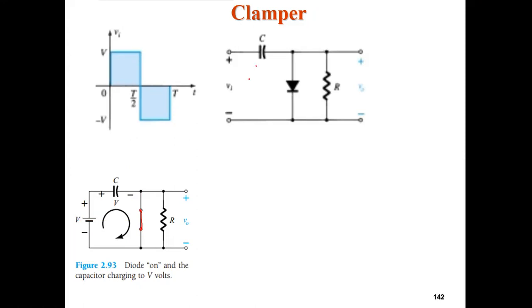So in this clamper you have to do 2-3 figures. First, for the positive half cycle, you draw the figure. During the positive half cycle you are applying V here, the upper is plus and the lower is minus. Suppose the voltage across this capacitor is Vc, which you have to calculate. You write a KVL loop: V minus Vc equals 0, which implies Vc equals V.